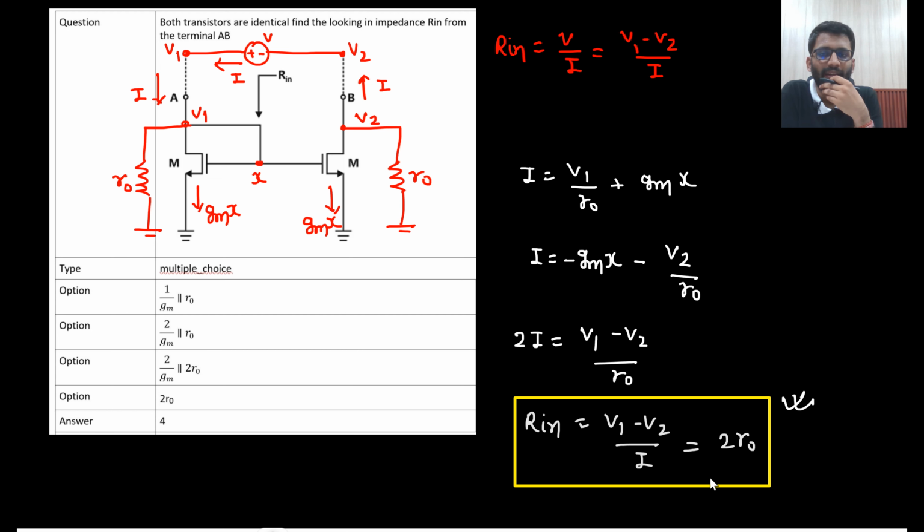node is going to 0, right? This R naught and R naught are coming in series. Basically, this is the answer, 2 R naught. That means R naught and R naught are coming in series. So this X node is going to 0.